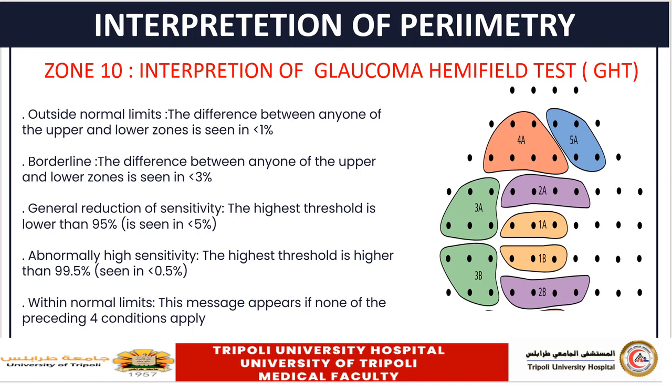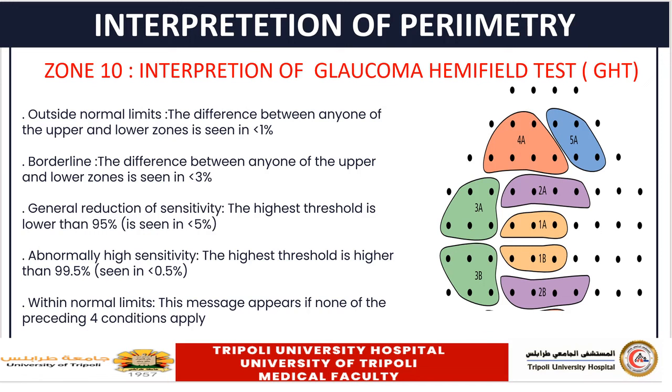And it is regarded as borderline if the difference is less than 3% between 2 points in the upper and lower hemifields. And it is graded as general reduction in the sensitivity if the highest threshold is lower than 95%, that's seen in less than 5% of the normative data.